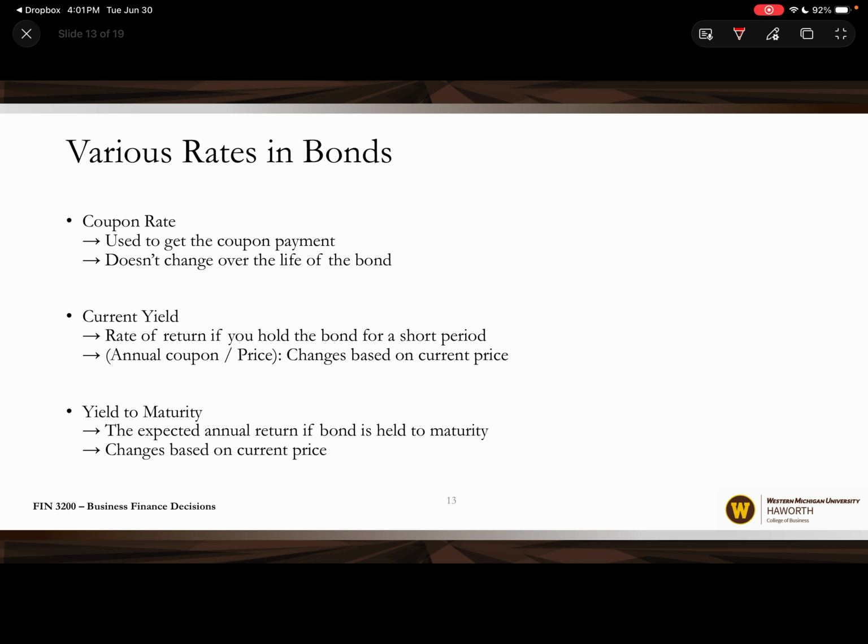Okay. Let's talk about the various rates in bonds. We already talked about the coupon rate and the yield to maturity, but we'll review it again. But the current yield is new. Okay, so let me show you.